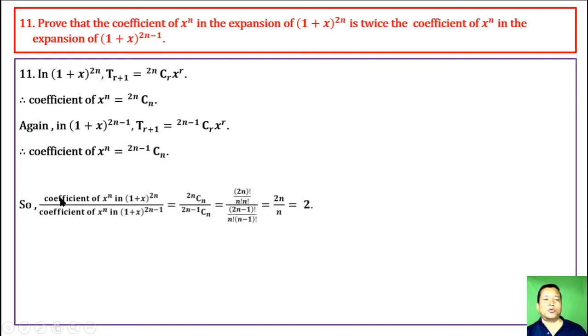By question, coefficient of x to the power n in (1 plus x) whole to the power twice n divided by coefficient of x power n in (1 plus x) whole to the power twice n minus 1 is twice n Cn by twice n minus 1 Cn. Evaluating by definition, we get this. Cancelling common factors, we get 2. By cross multiplication, we get coefficient of x power n in this is twice the coefficient of x to the power n in the second binomial expression. Hence proof.